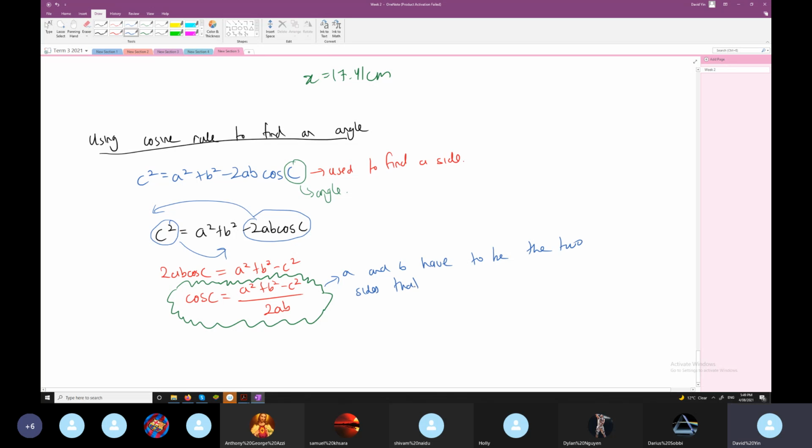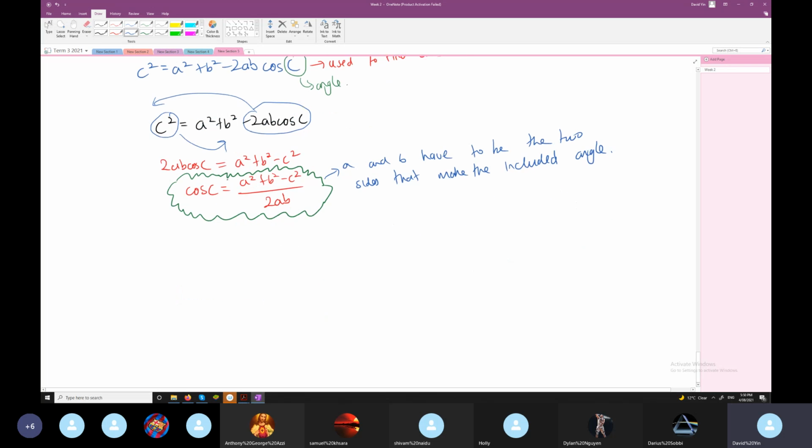That makes the included angle. Yeah, we call it the included angle. Included angle. Okay, so I'll quickly go through a couple of examples of this.